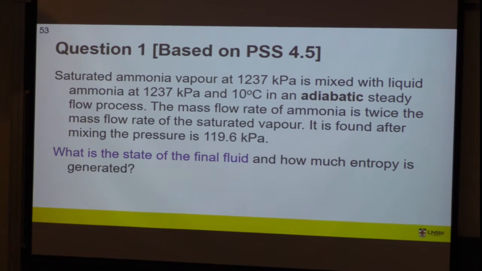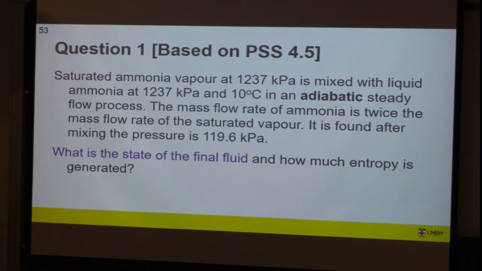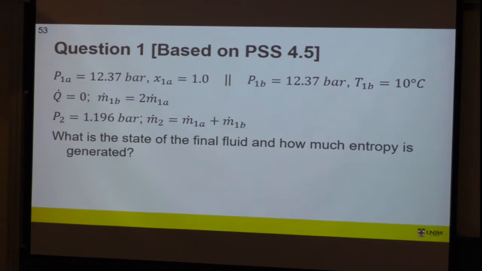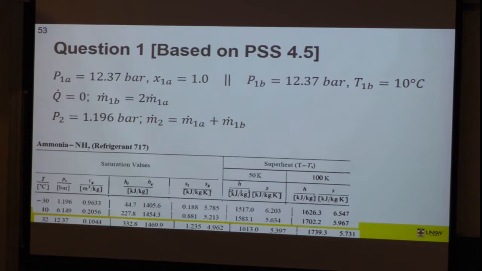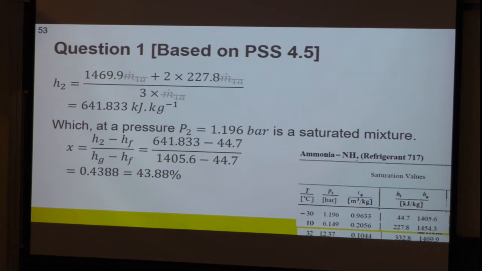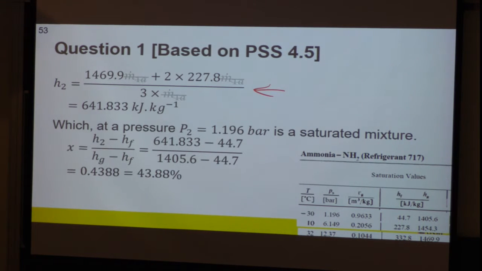So Pierce is 4.5. I'm going to flick through the first law stuff because I assume you did the problem solving session question. What's the final state of the fluid? We get our properties from our Rogers and Mayhew. We get our three enthalpies, right? And we equate them. So this is the first law. Here we equate out our enthalpies, and we find that we get a saturated mixture with some sort of quality.